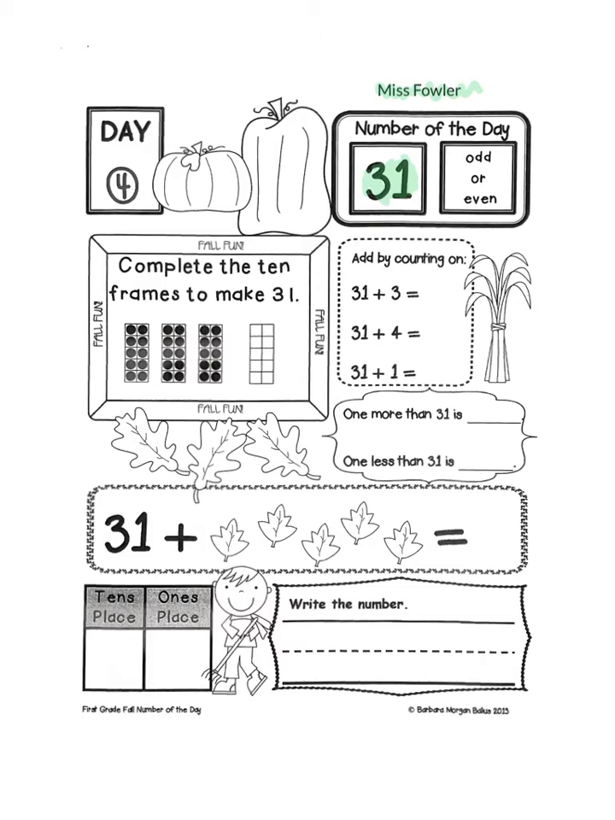The first thing that you're going to do is complete the 10 frames to make 31. So we can see that the 10 frames are already colored in, so I'm just going to highlight them for you. So at the moment we've got 30 and we need to make 31. So what you'll need to do is colour in one more to make 31.